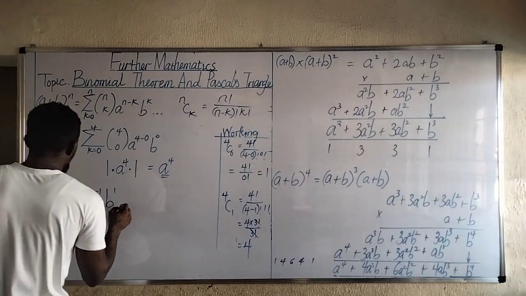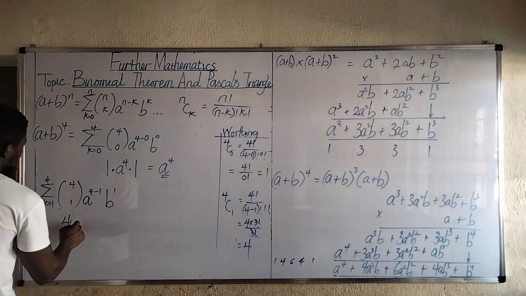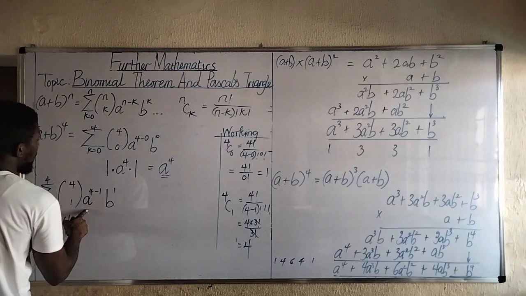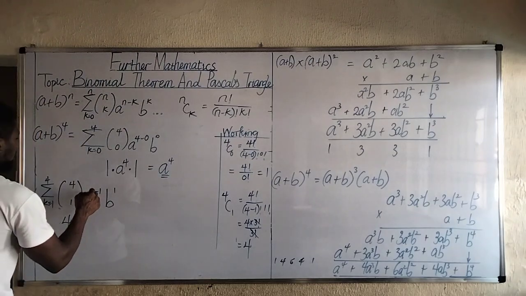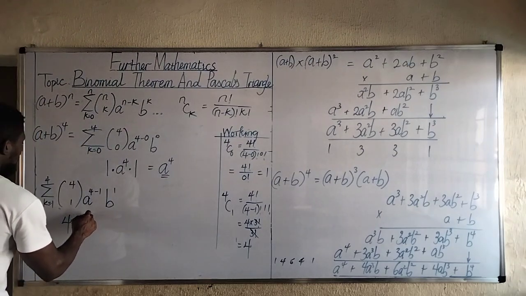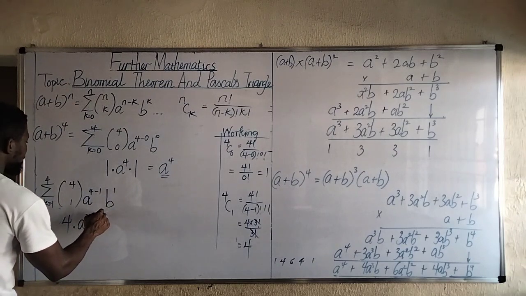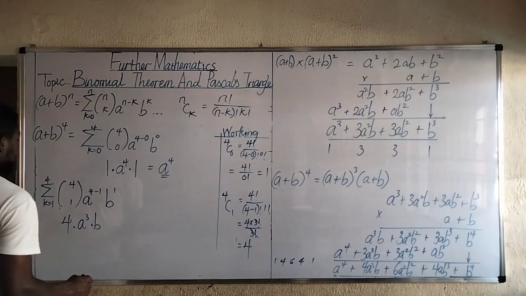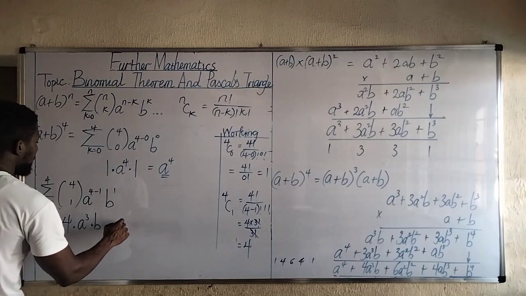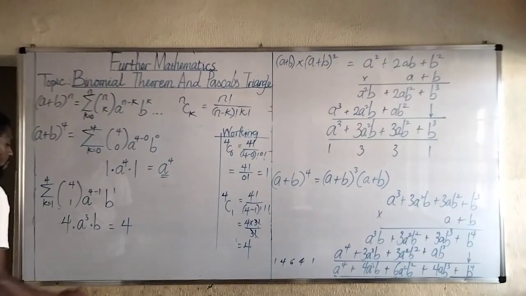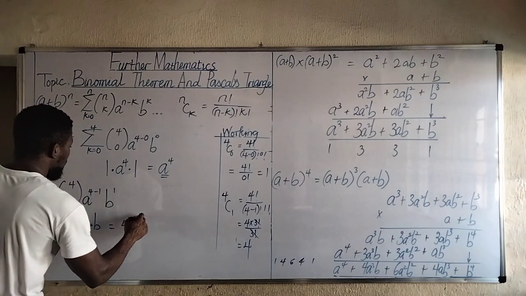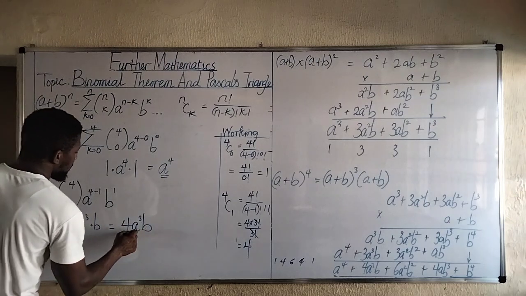So here will now be 4 times a raised to power 4 minus 1 will give me a raised to power 3 times b raised to power 1. Okay, we can leave it as b. So what we have here now will be 4a raised to power 3 b.